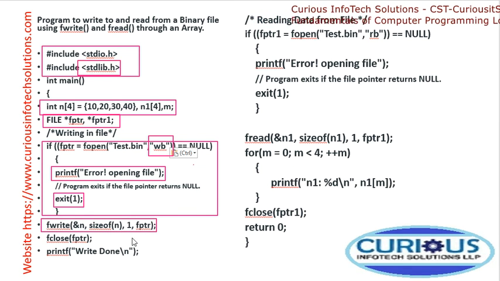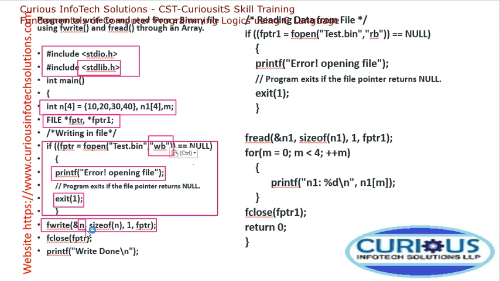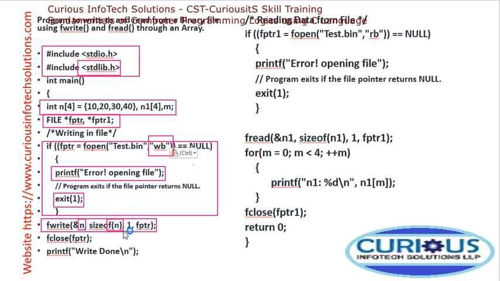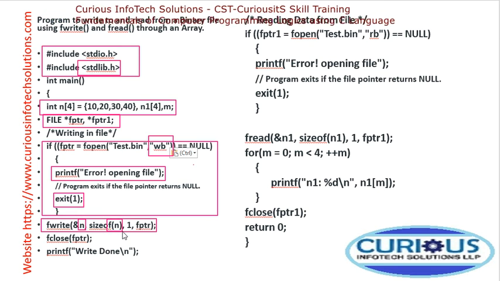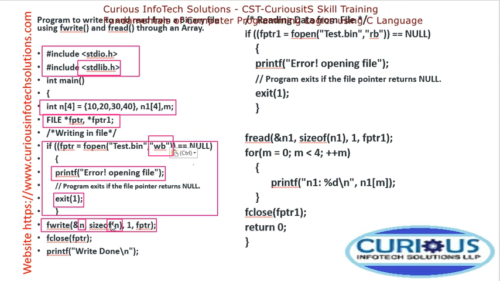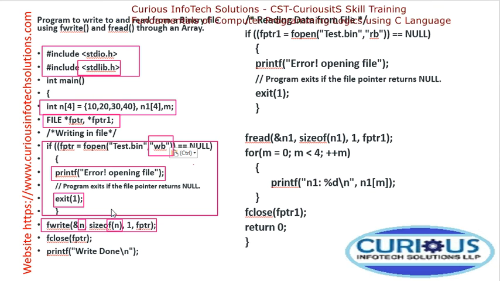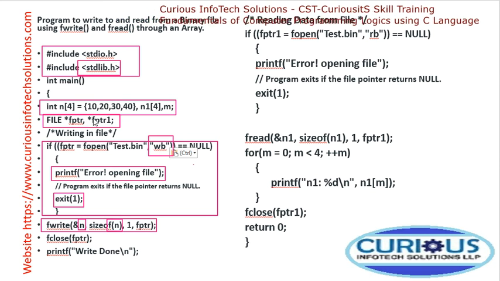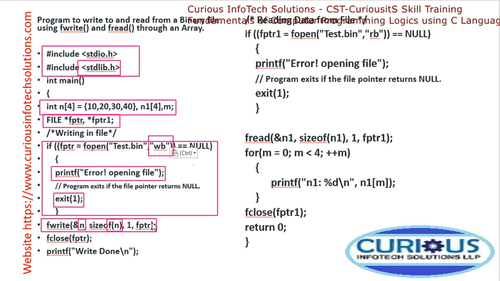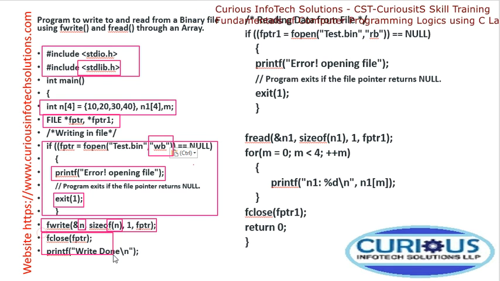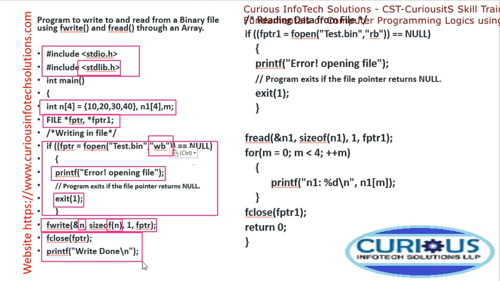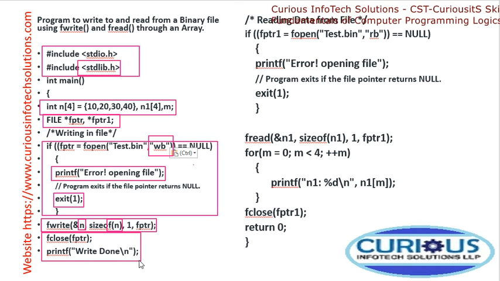Now try to understand, instead of this 4 we are using n, the size of int. So what is the size of n? This will be 8 bytes, for example, because 2 bytes for each data. Now after writing all this, we have to close the file and say the write is completed, that is done.